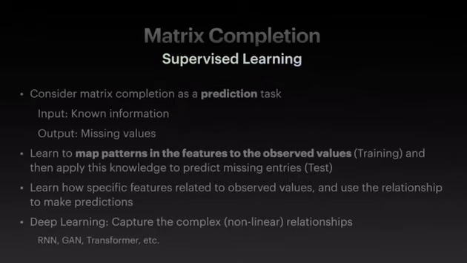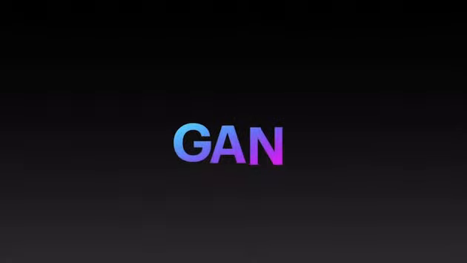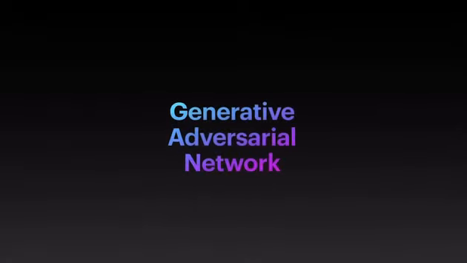The intuition behind the supervised learning method is to consider matrix completion as a prediction task. We have the input of our known information and the output of missing values. The algorithms will learn to map patterns in the features to observed values during the training process and then apply this knowledge to predict missing values in the test process. Especially, we use deep learning here, for algorithms like RNN, GNN, or transformer. They will capture the complex or nonlinear relationships between the features. Our approach here is GAN, Generative Adversarial Network.